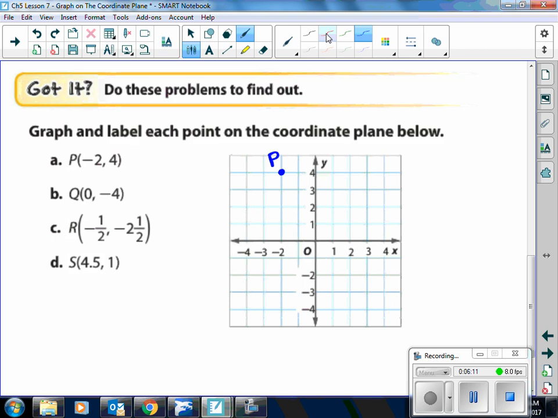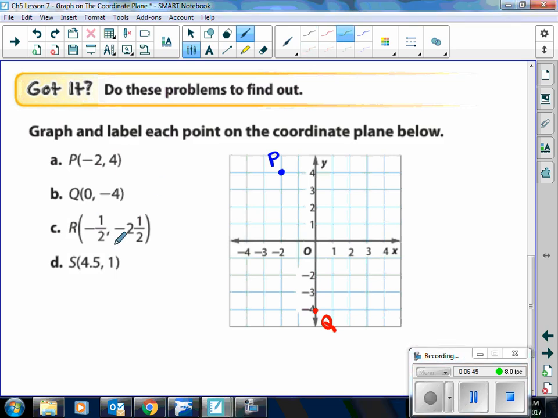Then we're going to graph Q. Q is at 0, comma negative 4. So starting at the origin, what does that 0 tell me? We don't move at all on the x value, on the x-axis. Very good. So we start at the origin, we stay there, and then the y value tells us we're going to move down. Very good. So that's 1, 2, 3, 4, and here is point Q.